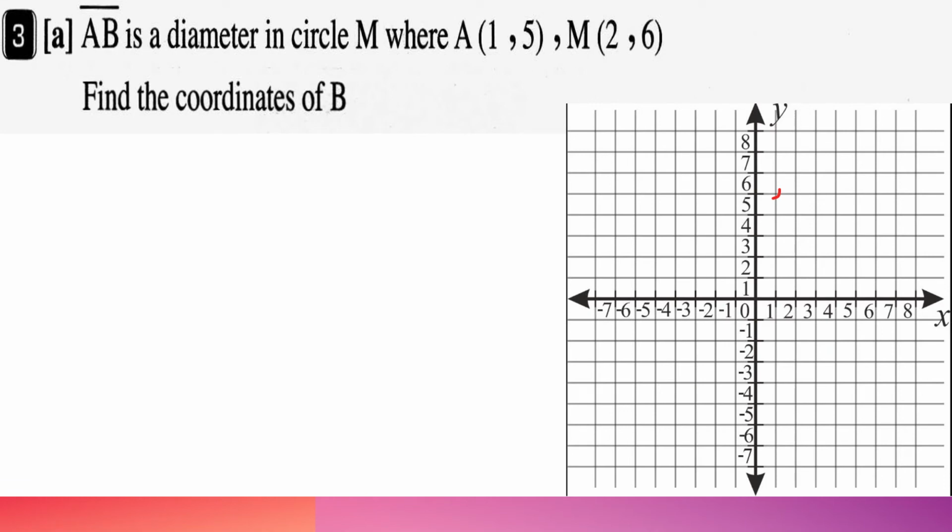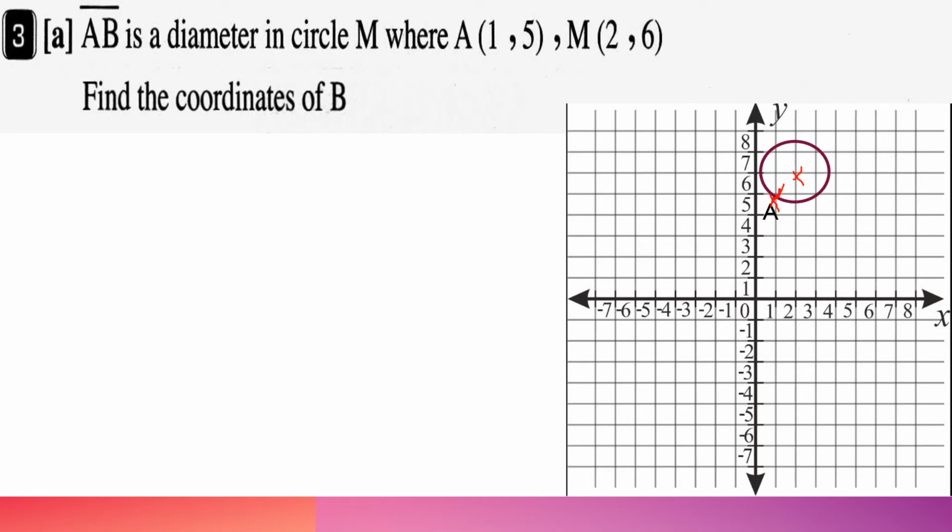AB line segment is a diameter in the circle M, where the point A is (1, 5). Here is A. Let's plot it. And the point M, which is the center of the circle, is (2, 6). Let's plot this point. Here is the point. And let's draw this circle.